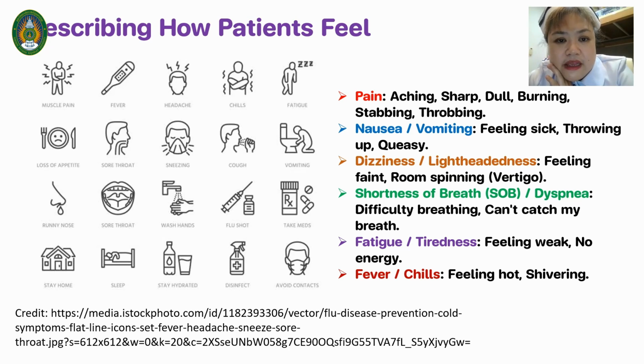Patients may use many different words in English to describe their symptoms. Here are some common ones for pain: aching, sharp, dull, burning, stabbing, throbbing. For nausea and vomiting, sometimes they say feeling sick, throwing up. For dizziness or lightheadedness, sometimes patients say they're feeling faint, room spinning, that's like vertigo.